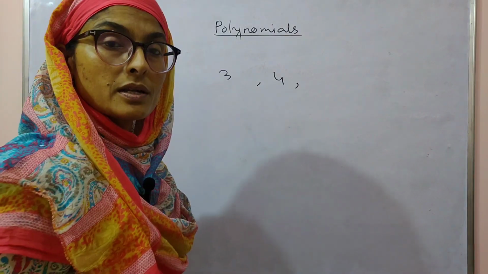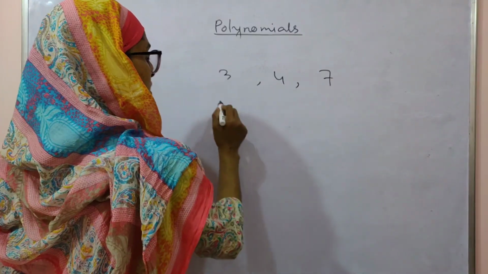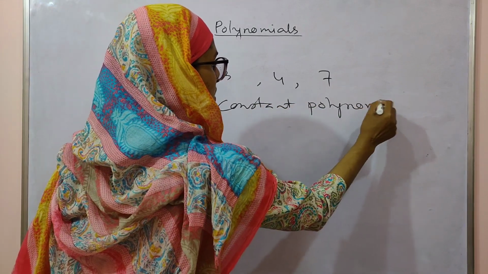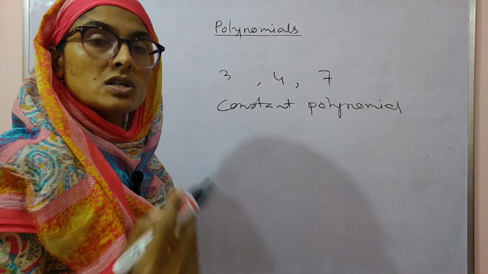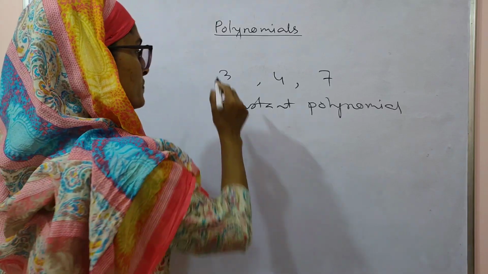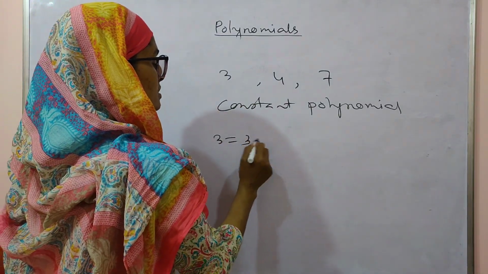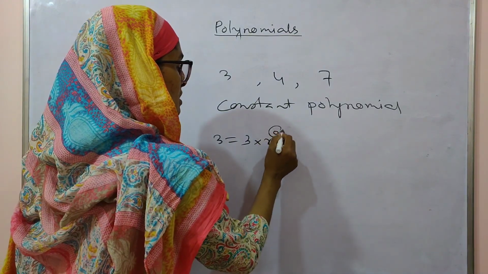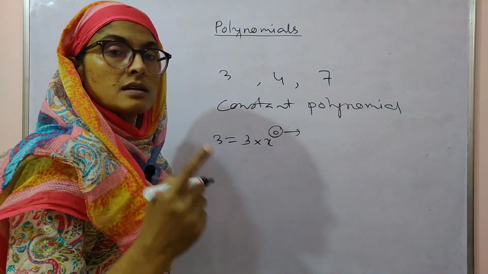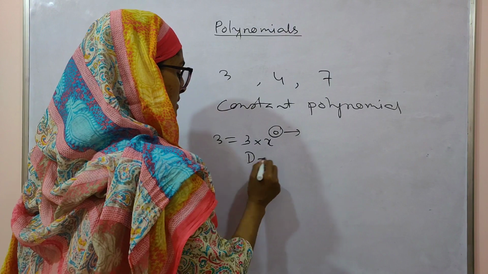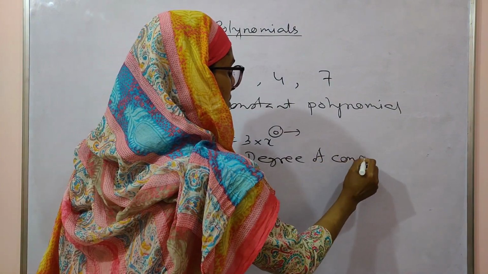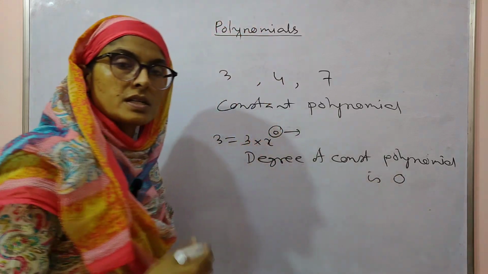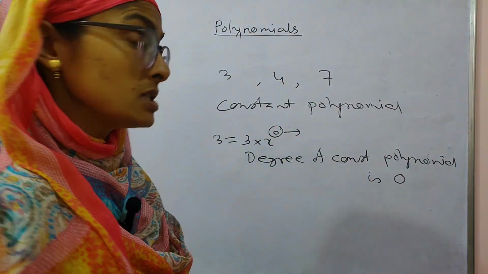This one is also called a polynomial, and this type of polynomial is a constant polynomial. And the degree of the constant polynomial is 0. Say 3, you can write 3 into x power 0. x power 0 is 1. So the degree of the constant polynomial is 0.